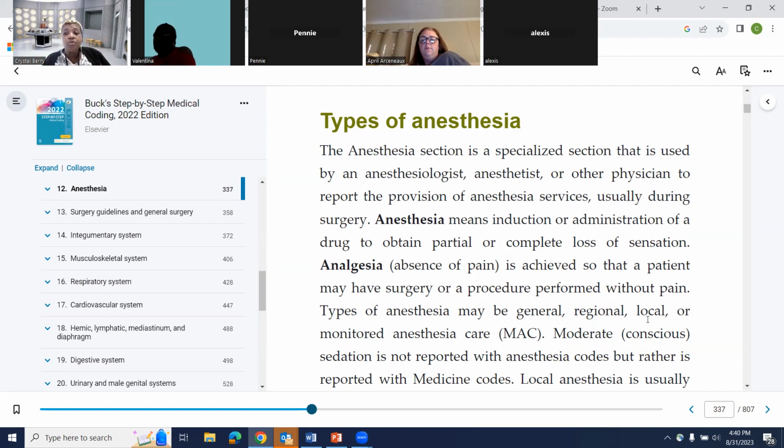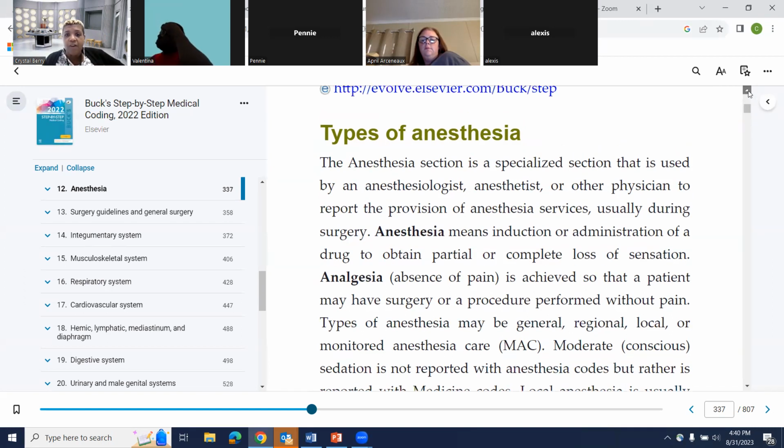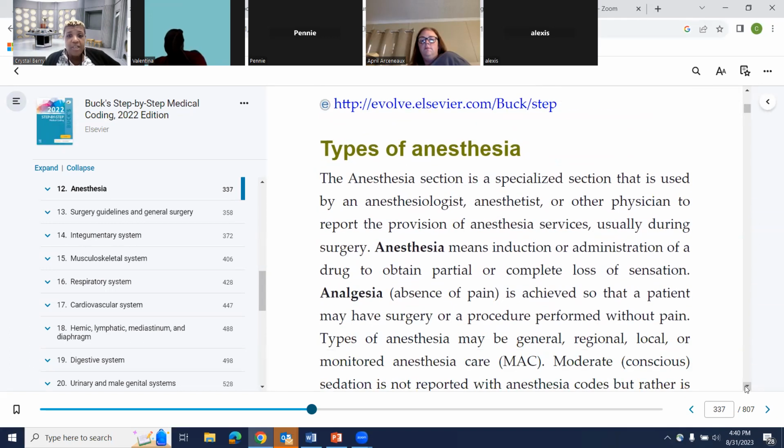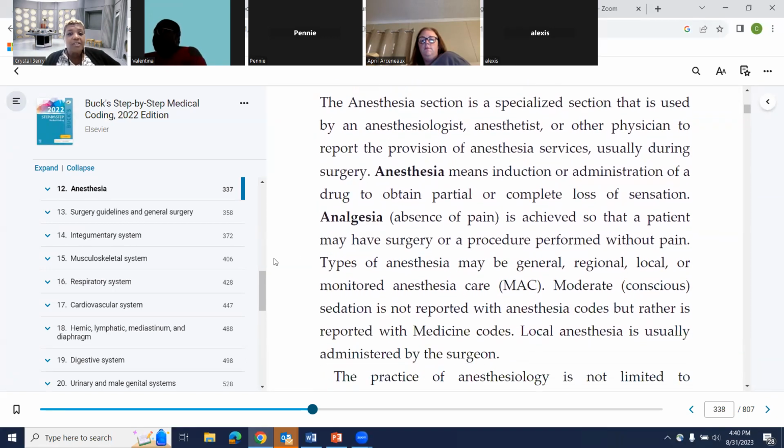It's always important when you're reading to look at the objectives that you're covering. That first objective said, define types of anesthesia. As you're reading, you see the types of anesthesia: general, regional, local, or monitored anesthesia care. Then it tells you MAC, which is the abbreviation, moderate conscious sedation, is not reported with anesthesia codes, but rather is reported with medicine codes, sorry. Local anesthesia is usually administered by the surgeon.